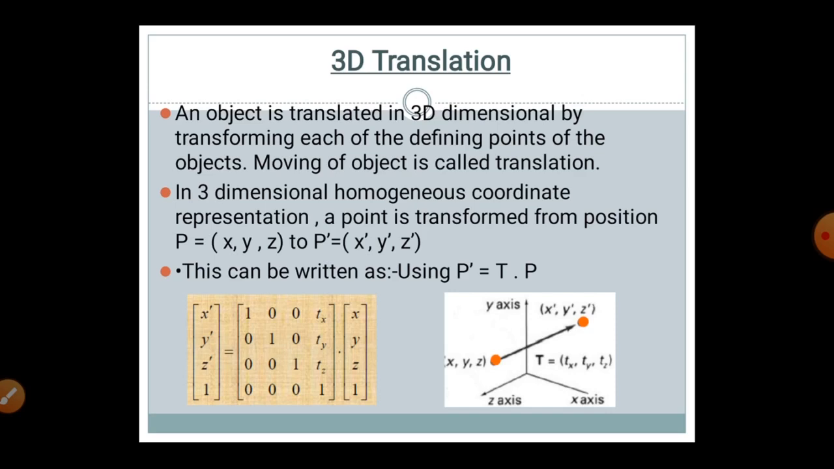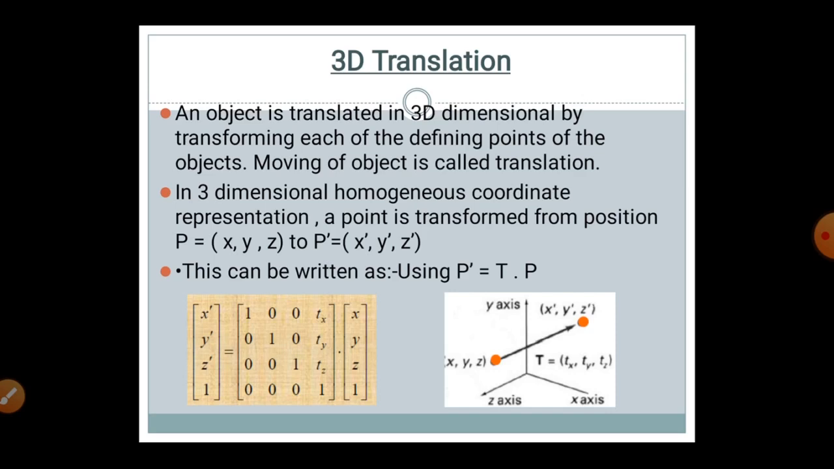Now this can be understood as follows. In three-dimensional homogeneous coordinate representation, a point transforms from one position P of x, y, z to P dash of x dash, y dash, z dash. This can be written as P dash equals T dot P, that is the transformation matrix, the translation matrix, multiplied by the initial coordinates. That can be represented here, as you can see in the yellow matrix formation, which is nothing but the matrix of translation.